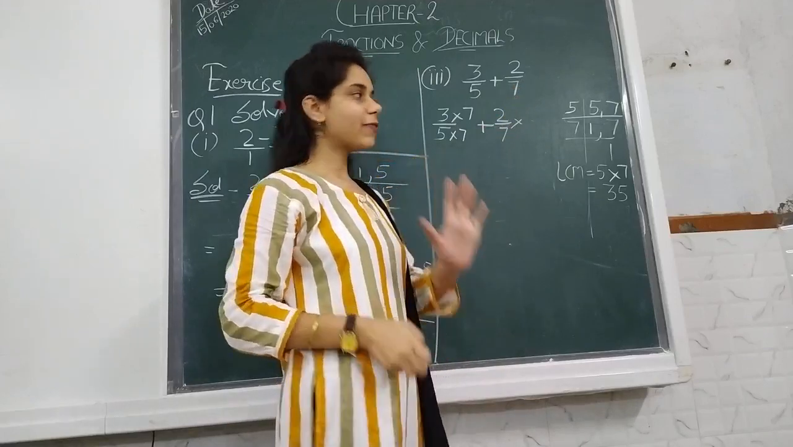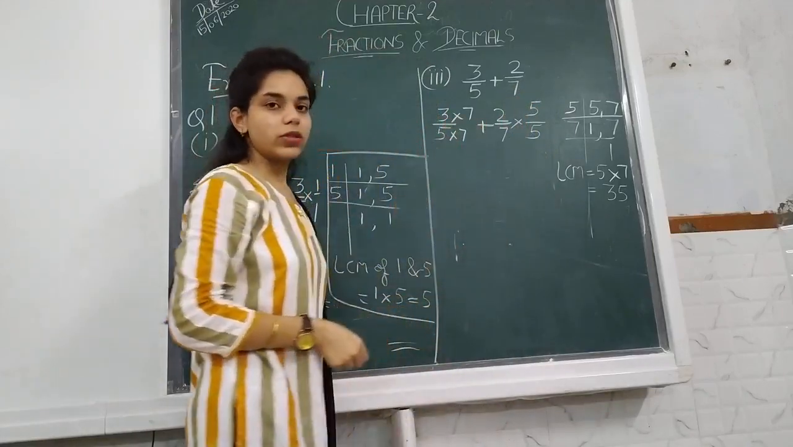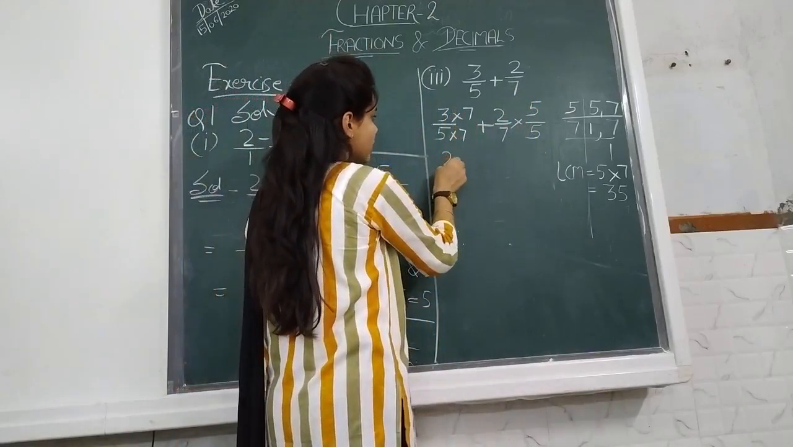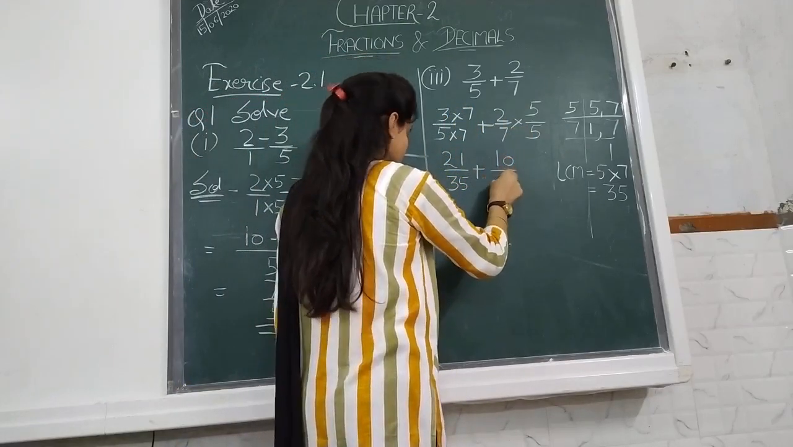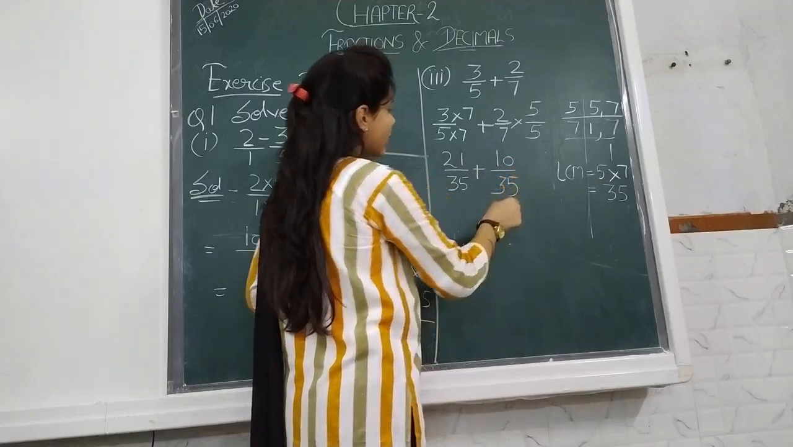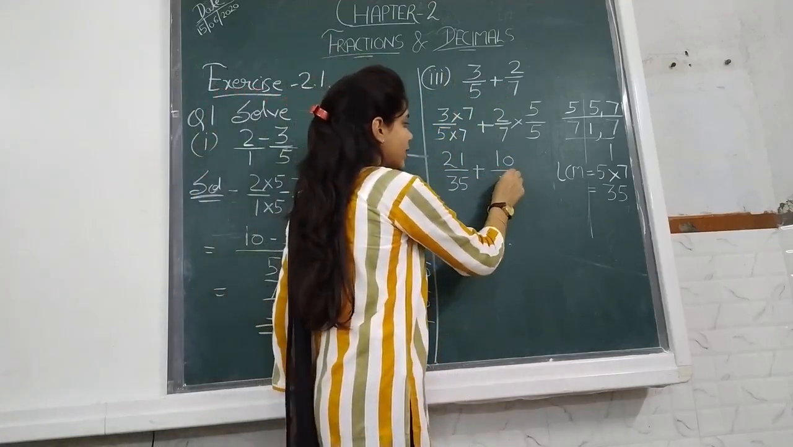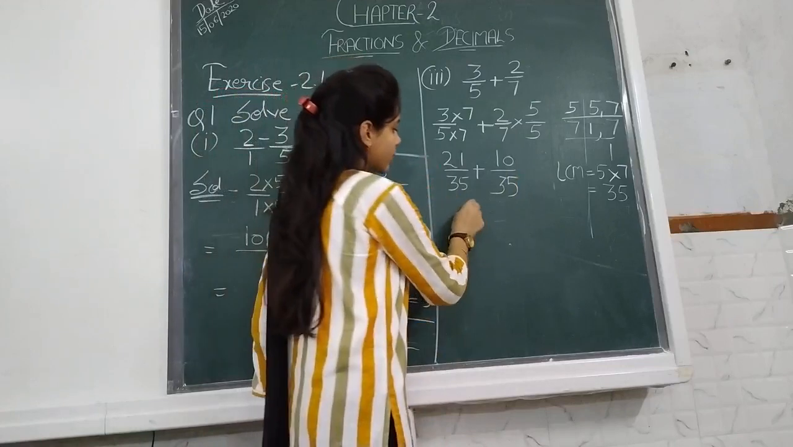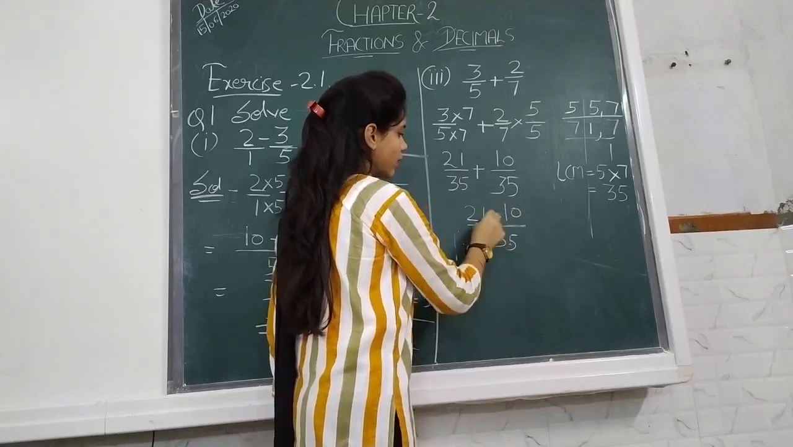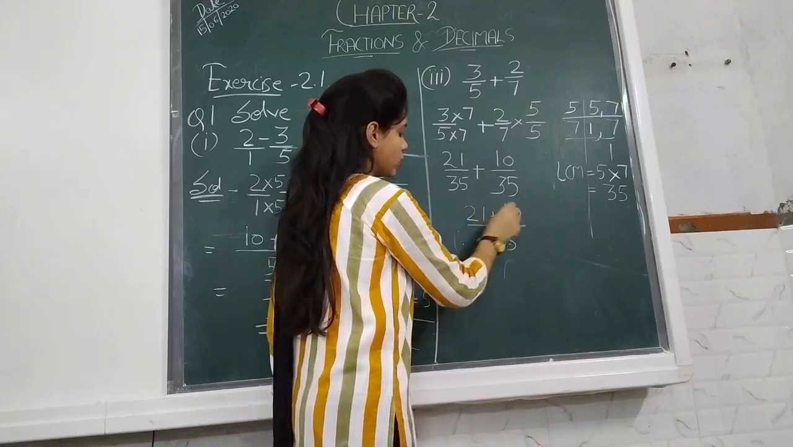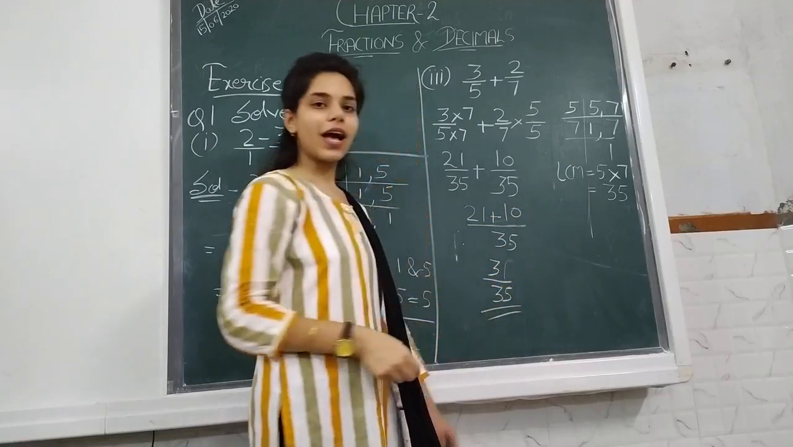7 5s are 35. So multiply that 5 in the denominator and numerator both. So 7 3s are 21 upon 35 plus 5 2s are 10 and 7 5s are 35. Now these fractions become like fractions. Their denominators are equal, so we can add easily. 21 plus 10 upon 35. So 1 plus 0 is 1 and 2 plus 1 is 3. 31 upon 35. So this will be our answer.